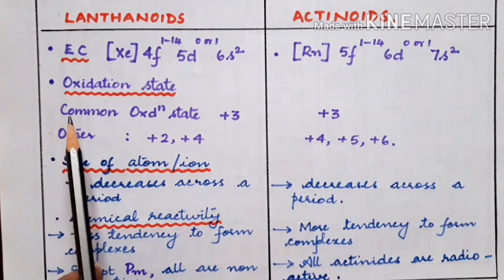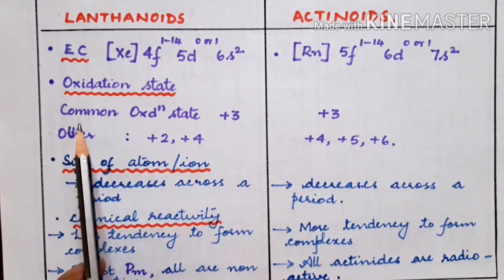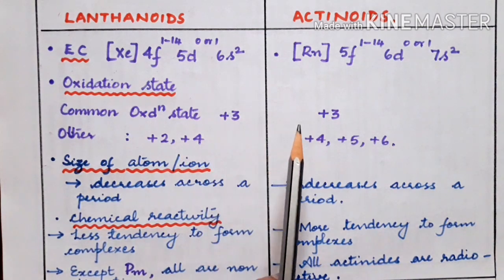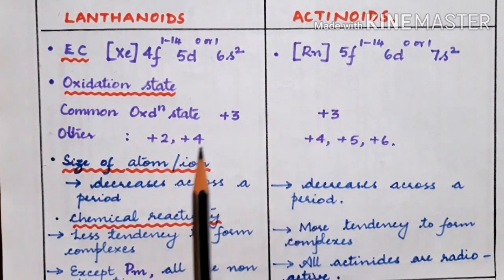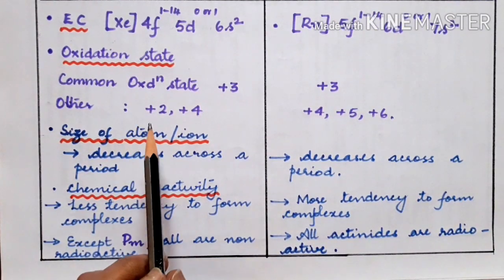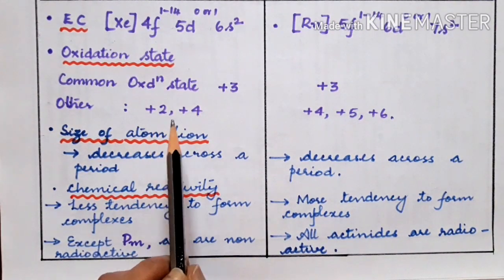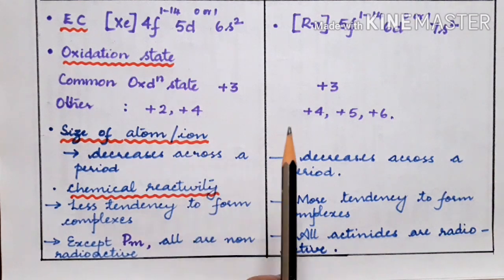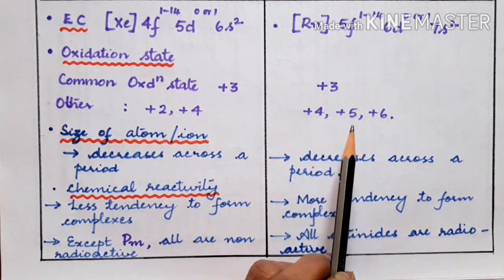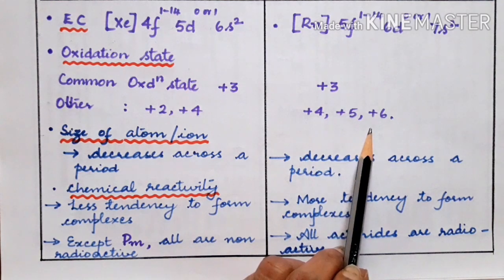Coming to the oxidation states, you find that lanthanoids have the common oxidation state +3, which is true for actinoids too. The other oxidation states exhibited by the lanthanoids are +2 and +4, whereas in actinoids it will be +4, +5 and even +6.